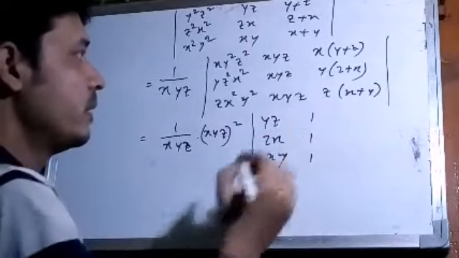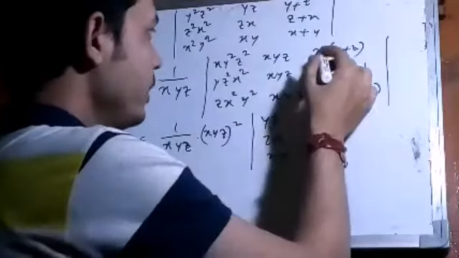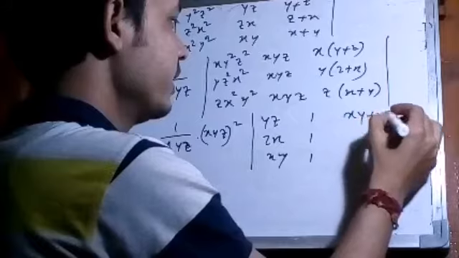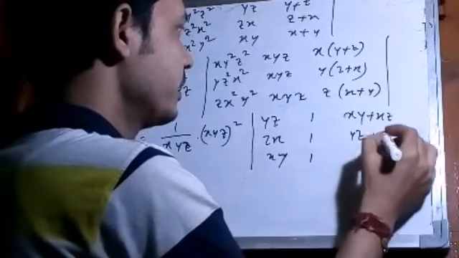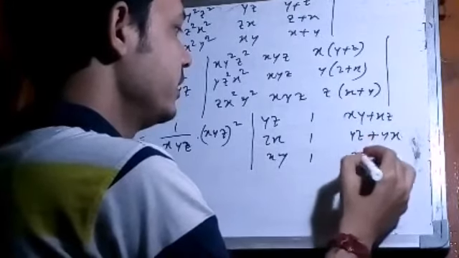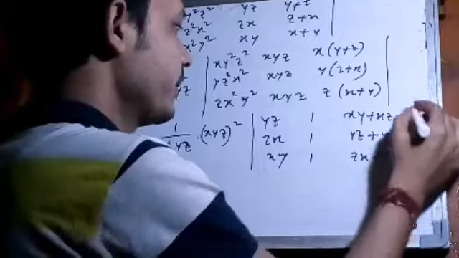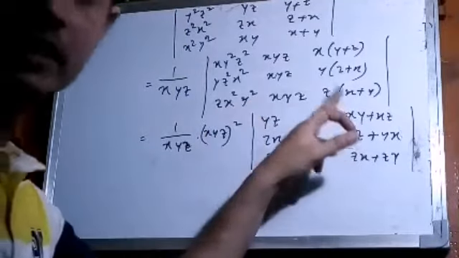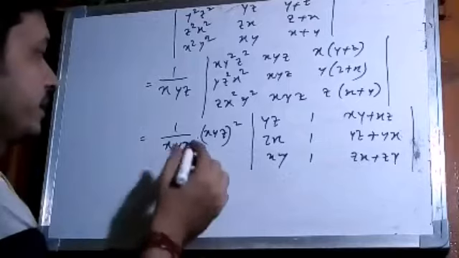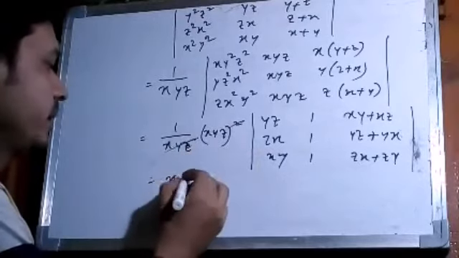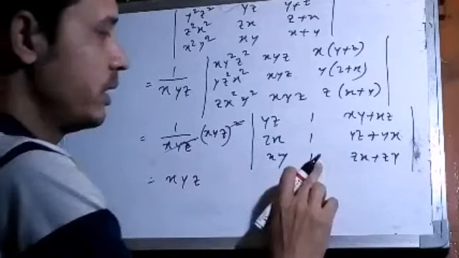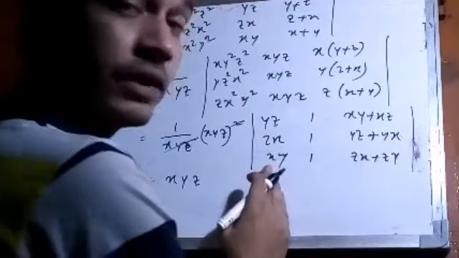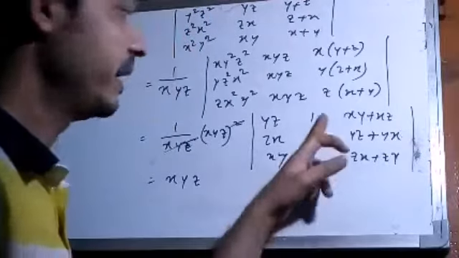This one will be 1, 1, 1. And this is x, we have taken common from this. So this is xy plus xz, and this is yz plus yx, and this is zx plus zy. We have taken xyz from column 2 and column 1, so there is no change in column 3. Okay, so now this we cancel with this, so we are left with xyz. Now this 1, 1, 1, we have to shift either to the third row or to the first row, because we are going to make it 1, 0, 0.